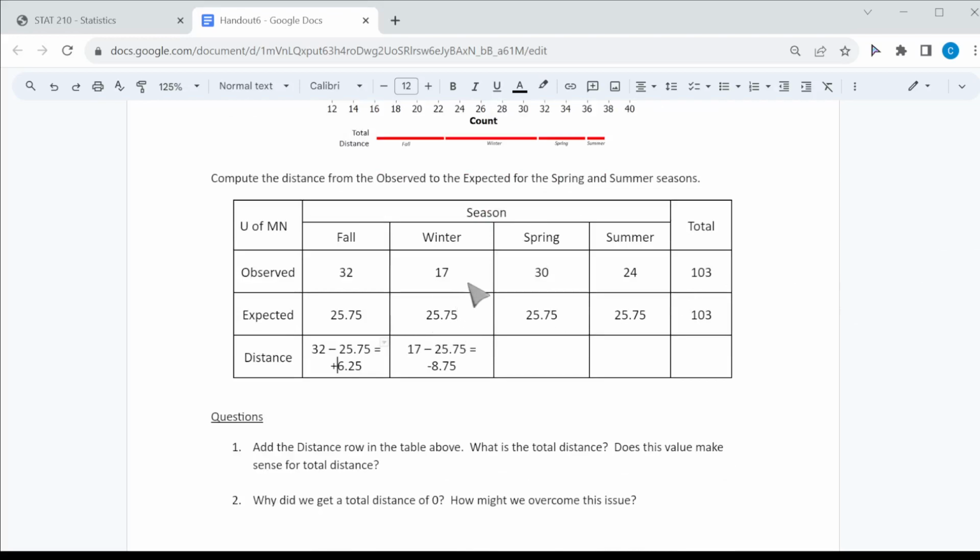So if we do that math for each of the categories, we started doing that here. So 32 minus 25.75, that gives me 6.25. 17 minus 25.75 gives me a negative 8.75. I have 30 here, so if I want to keep track of this, 30 minus 25.75, that is going to be a positive, what is that, 4.25, I believe. And then here I have 24 minus 25.75, which is going to give me a, keep track of the negative sign, negative 1.75, I think it is.